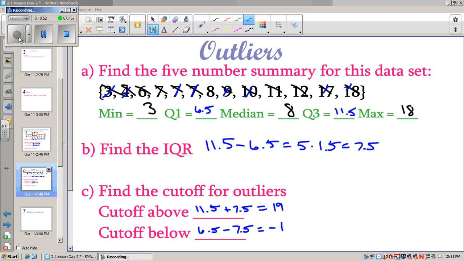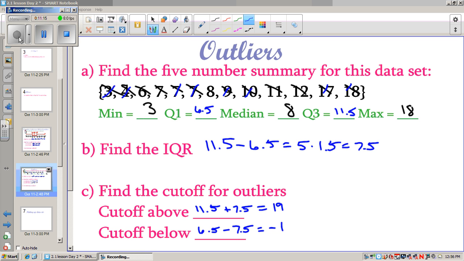All right, so what you see here now is the answers to A through C. Our 5-number summary has a minimum at 3, a maximum at 18. As you can see, I crossed off the numbers in the black to the middle to find that my median is 8. And then in blue, I found my first and third quartile by crossing out numbers to the left and to the right of the median. Please remember, we don't use the median to find the first and third quartile.